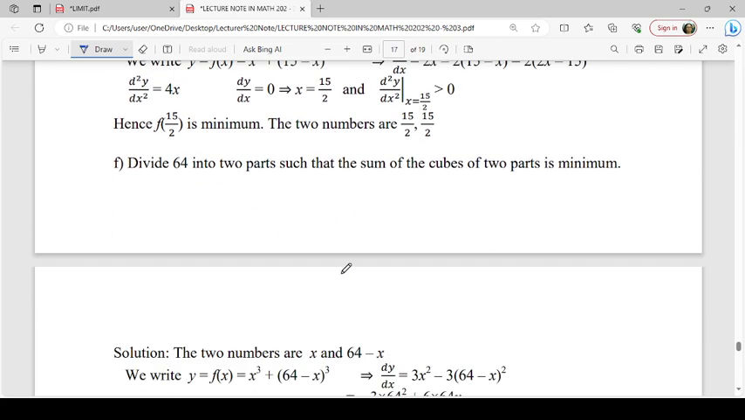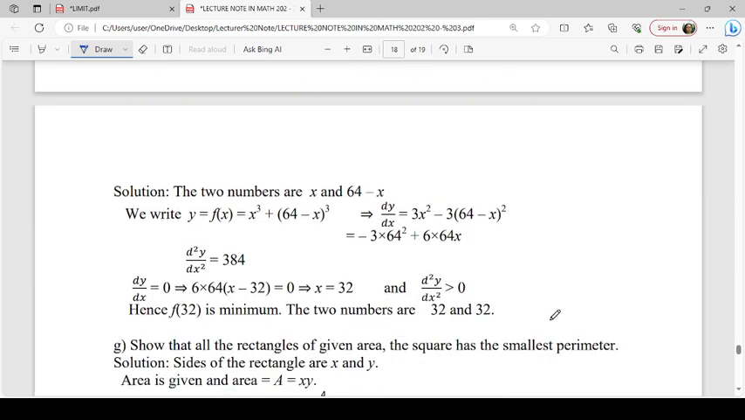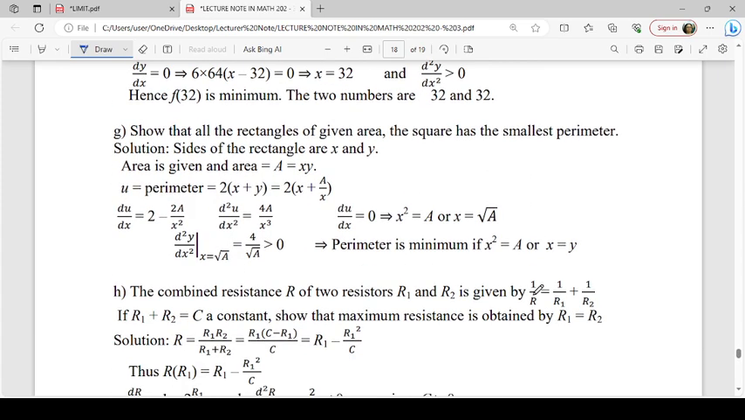Then this is a statement problem. Divide 64 into 2 parts such that the sum of the cubes of the 2 parts is minimum. So 64 into 2 parts, so one is x, the other is 64 minus x. Then we take the sum of these cubes. So our function is this. Then we find dy/dx and we find the values. So we get the minimum value at 32. The two numbers are 32 and 32, half of this.